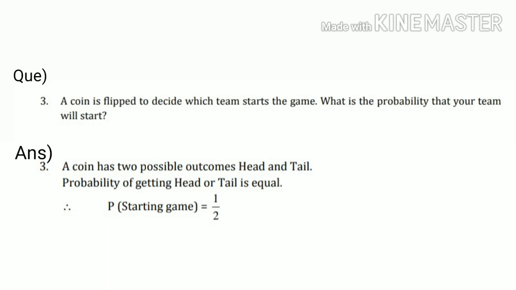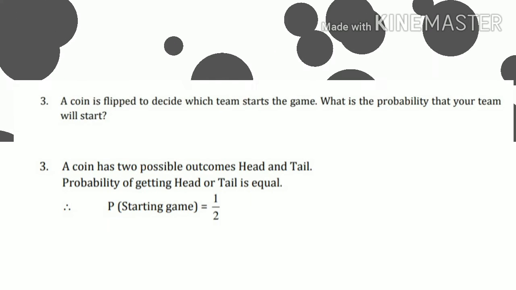The next question says, a coin is flipped to decide which team starts the game. What is the probability that your team will start? So there are only 2 sides in a coin. So the chance of one side coming is 1 out of the 2 chances, right? So the probability will be equal to 1 divided by 2.